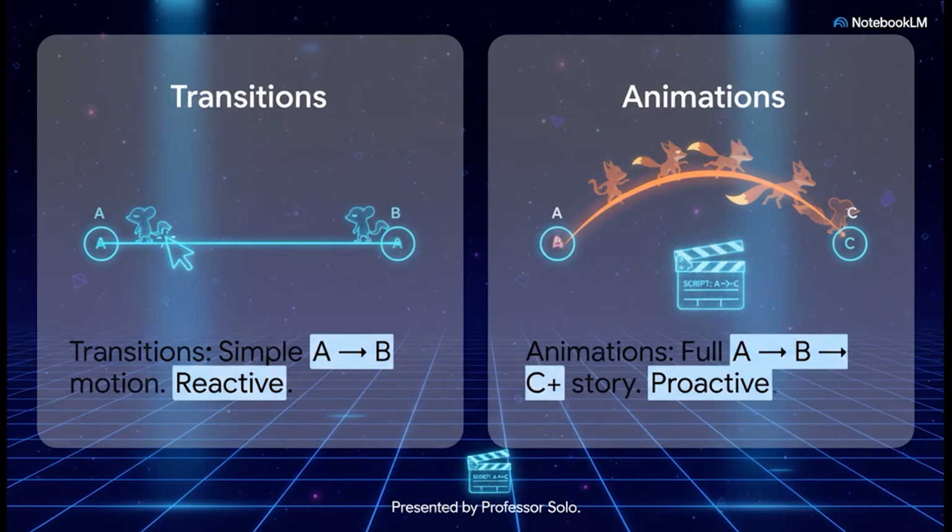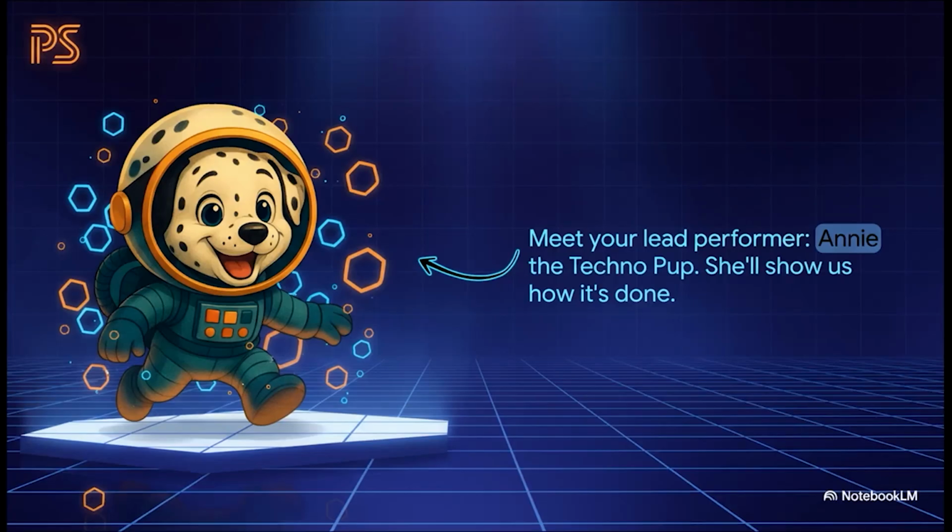So, what's the big deal here? Let's get this straight. Think of a transition as a reflex. You hover, it moves. It's purely reactive, just a simple A to B shift. But animations? Oh, animations are a full-on performance. They've got a script. They can go from A to B to C and all the way back again. They can loop, they can reverse. They tell a whole story without needing you to poke them every second. And hey, every great performance needs a star, right? So meet your lead performer, Annie the Techno Pup. She's going to be our guide on the grid, showing us exactly how all this stuff is done.